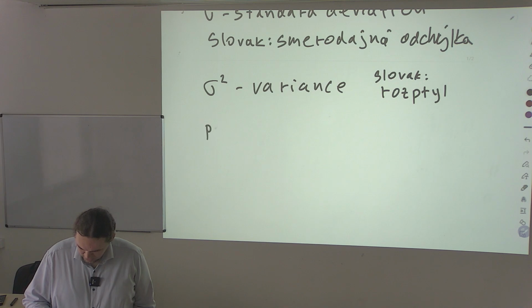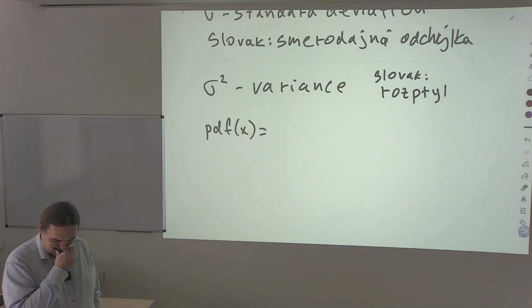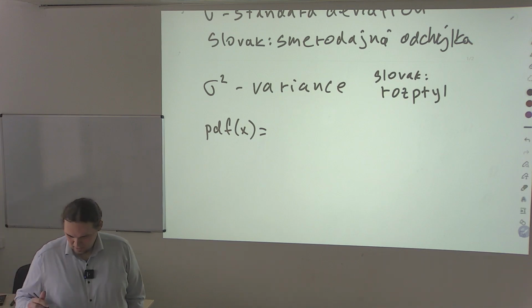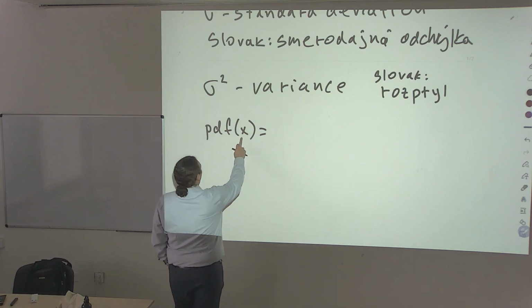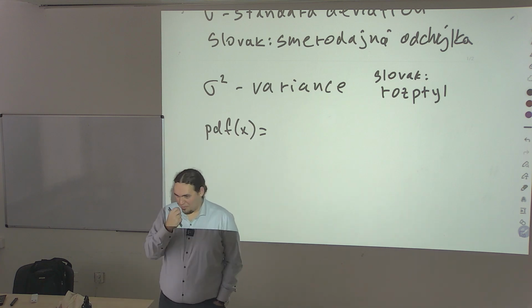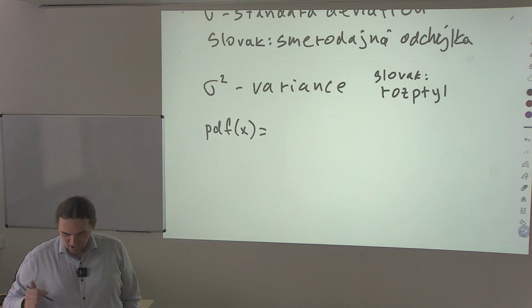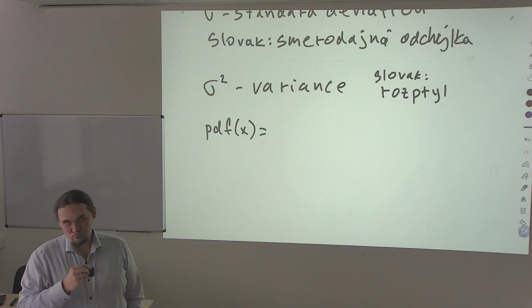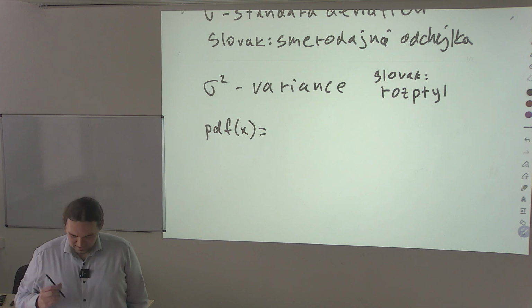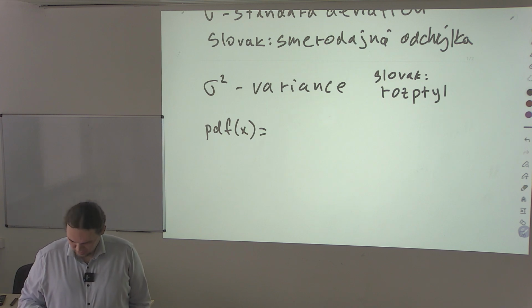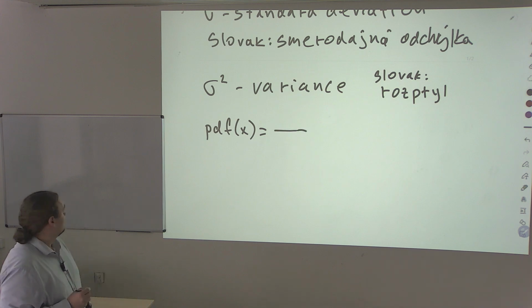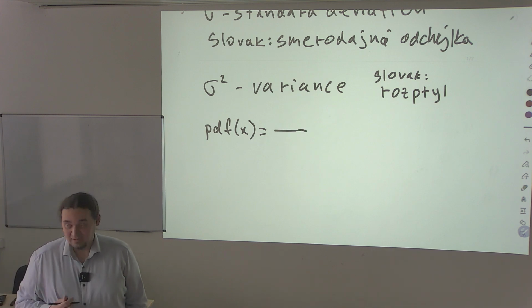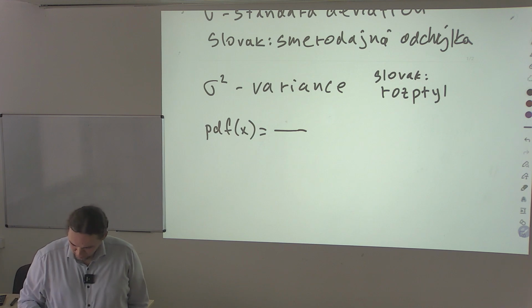So this PDF of x, where I try to now write lowercase x, which is the outcome of an event. This is going to tell us how proportionally likely is the value of x, is the outcome x.